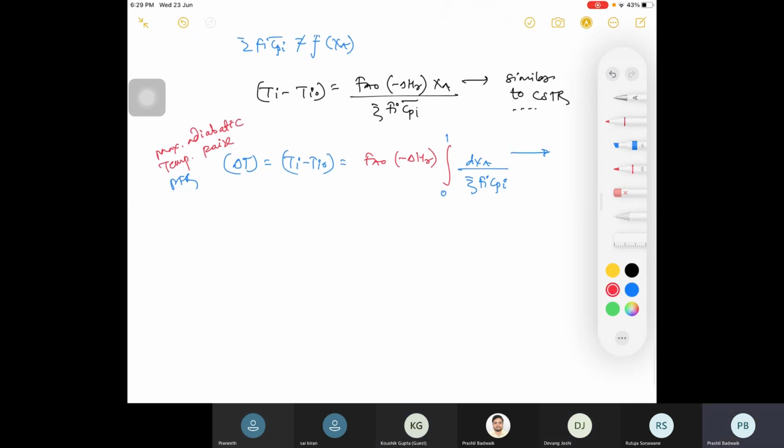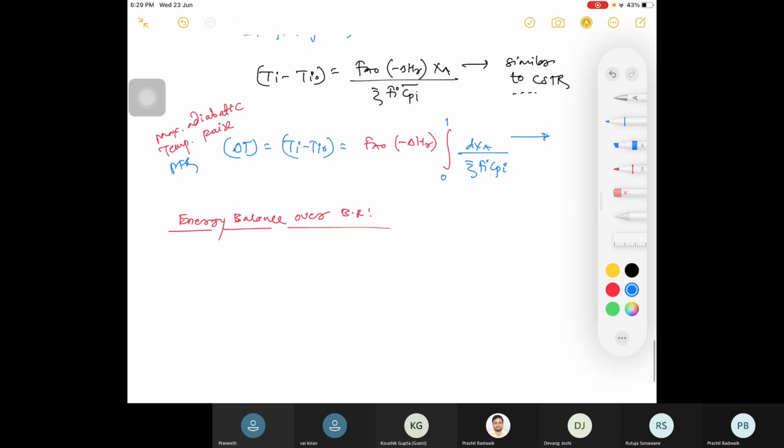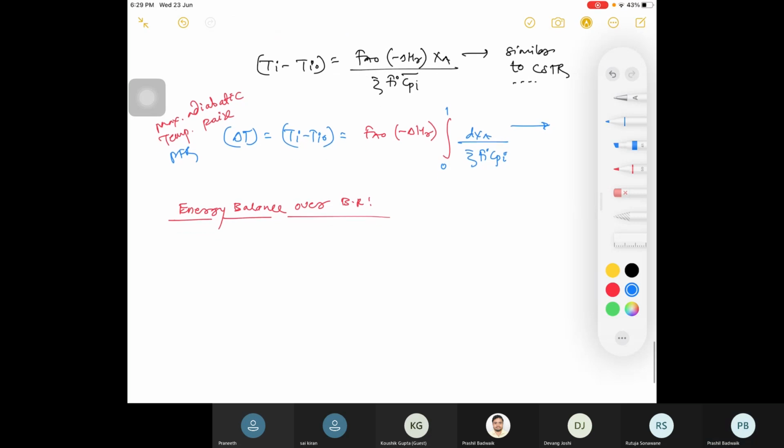Okay. So, energy balance over batch reactor. Generally questions are asked on CSTR because there is no integration term and that question will not be lengthy, so that you will have easiness while solving. This is your batch reactor, with stirrer or agitator.